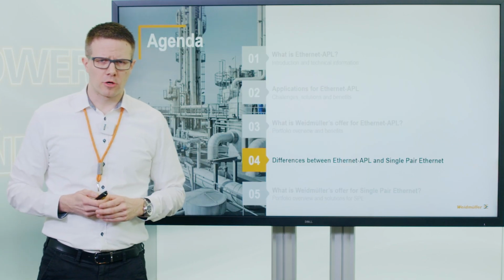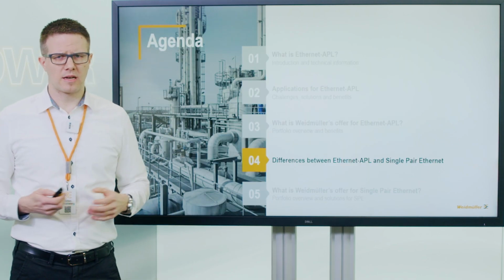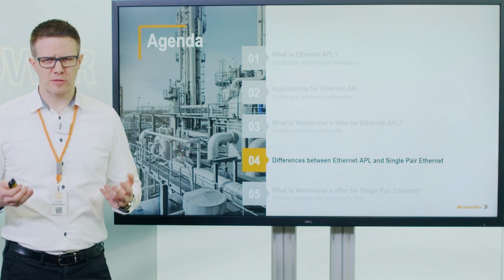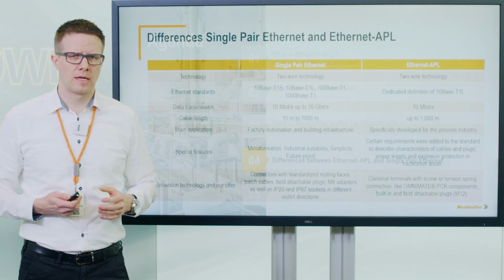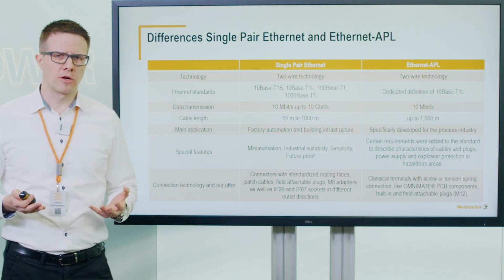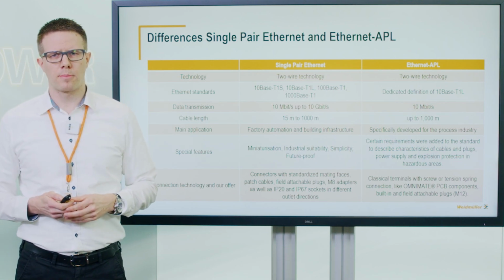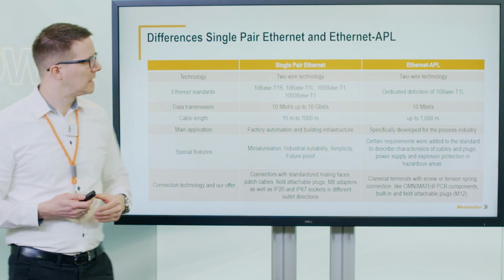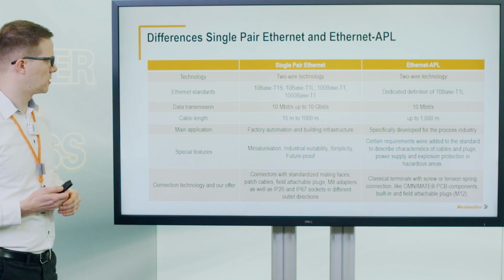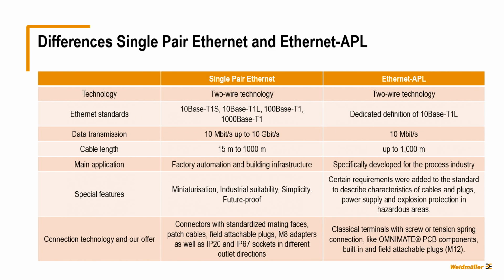Okay, now you have heard a lot about Ethernet-APL. So what is now really the difference between APL and single pair Ethernet? Isn't it the same somehow? And the answer is yes and no. In the end, we can say Ethernet-APL is the single pair Ethernet for the process industry. Both are, of course, the two-wire technology. When we look at the Ethernet standards, Ethernet-APL is actually a dedicated definition of the 10BASE-T1L, which adds some safety functions.